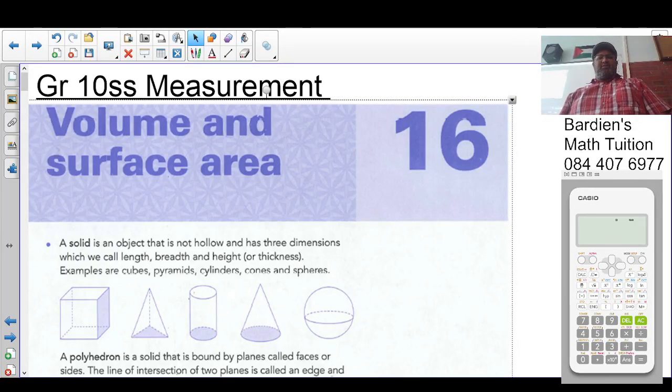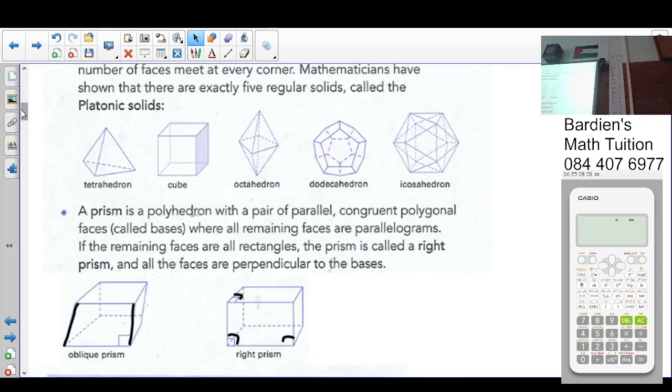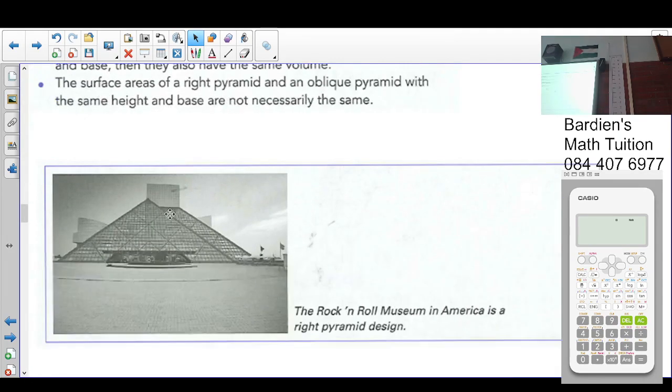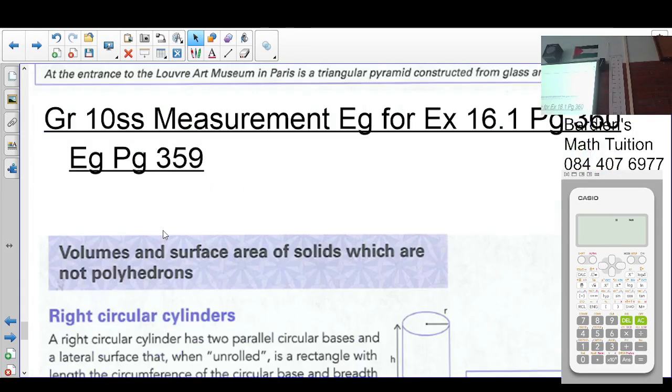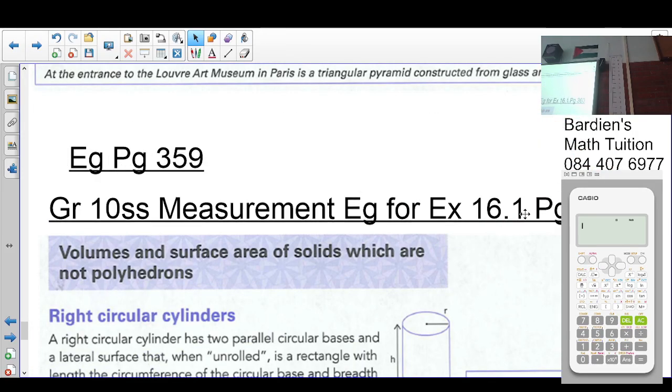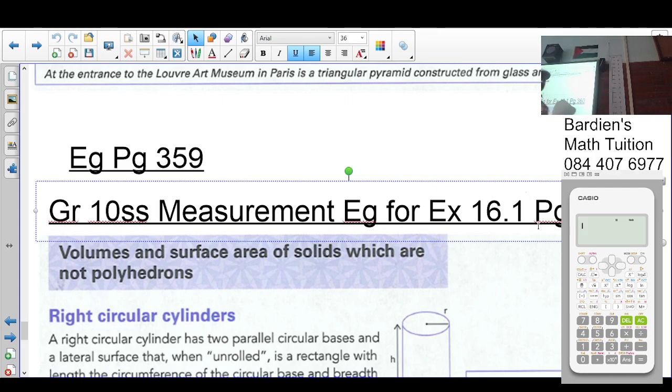Okay, good morning, class. So today we're looking at measurements. We just looked at the sums that you had problems with in the homework. Now we're going to do exercise 16.2, the example to exercise 16.2.